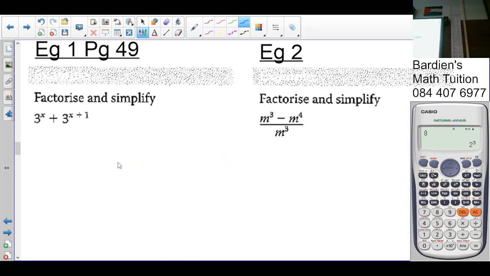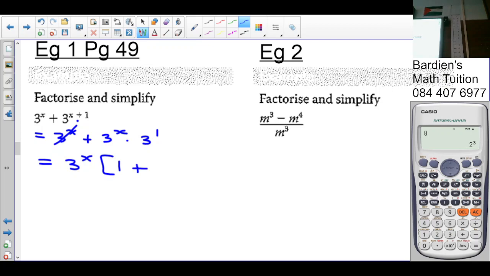So number 1, they ask you to factorize and simplify. We have 3 to the x plus 3 to the x plus 1. So we got 3 to the x plus. That can be broken up into what? 3 to the x times 3 to the 1. Not so? So 3 to the x can be taken out as a common factor. Not so? So if I take out 3 to the x as a common factor, what am I left with in the first term? You're left with a 1.